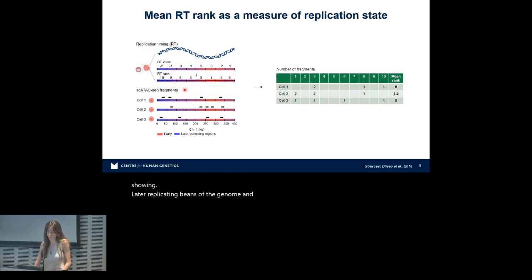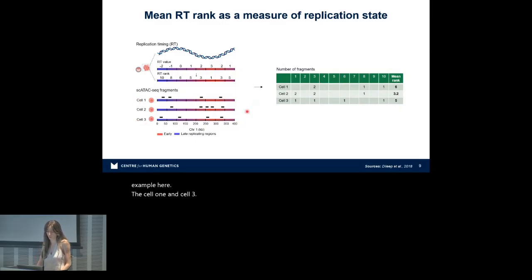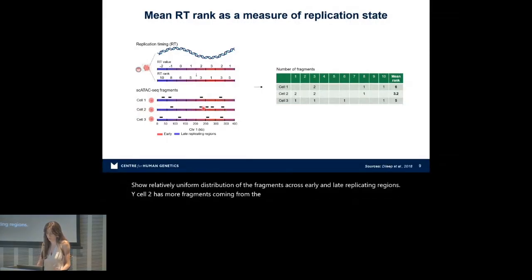and higher values showing later replicating bins of the genome. Then we simply calculate the number of ATAC-seq fragments that are generated from those bins, and the number generated from a specific replication timing rank. Then we get the mean rank for each cell. So for example, here, cell 1 and cell 3 show relatively uniform distribution of the fragments across early and late replicating regions, while cell 2 has more fragments coming from the early replicating bins.